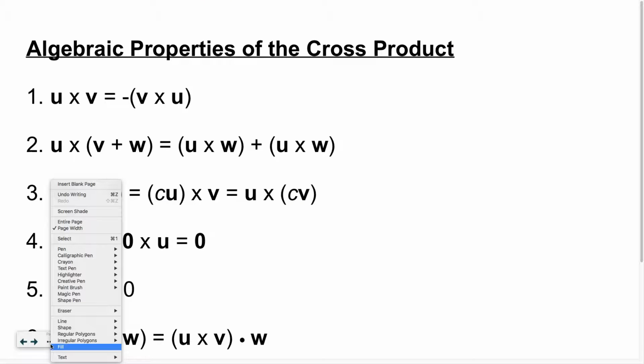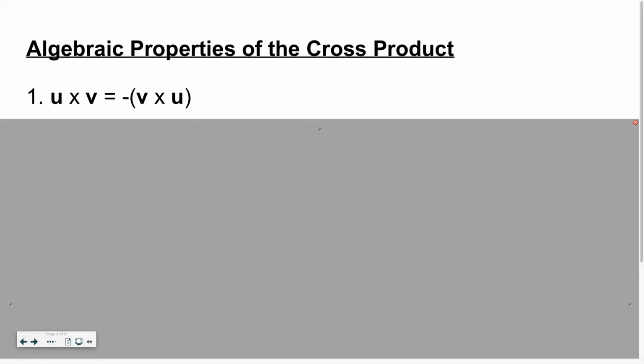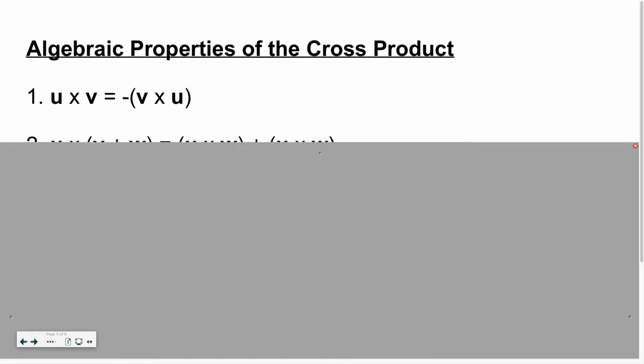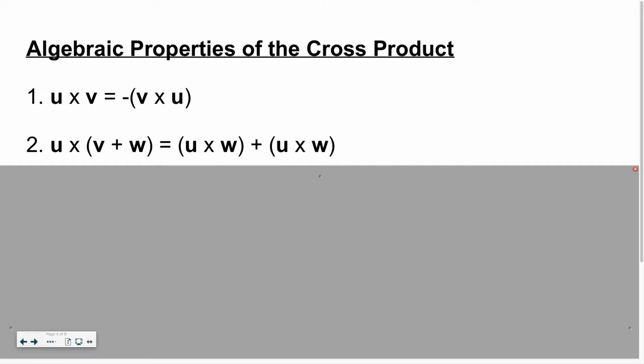So we talked about how U cross V and V cross U are always going to be opposites. Since we are talking about multiplication, we can use the distributive property. So if we have U crossed with a sum here, we could distribute the multiplication: U cross V plus U cross W.